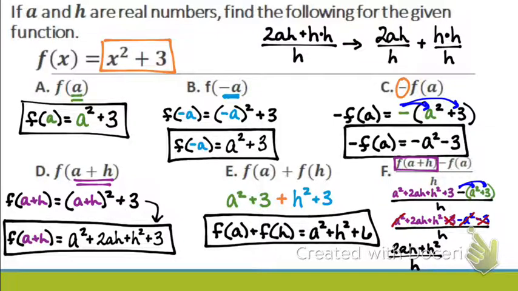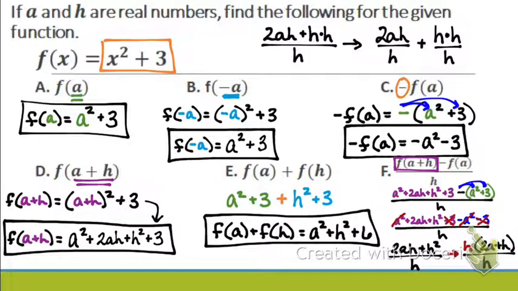Could I simplify something like this? Yeah. Can I cancel an h here? Yeah. Both of these have h in them, so I can factor an h out of both pieces. I can reverse distribute there. If I pull the h out of those two terms, I would be left with 2a plus h over h.